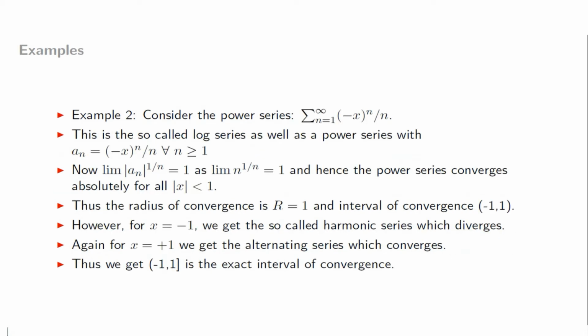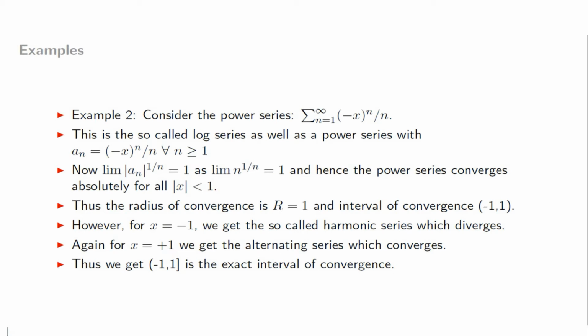So next, consider the power series with nth term (-1)^n x^n divided by n. In this case, a_n is nothing but (-1)^n divided by n. Now the limit of the absolute value of a_n to the power 1 by n is nothing but 1, as the limit of n to the power 1 by n can be seen to be 1, and hence the power series converges absolutely for all x such that the absolute value of x is less than 1. Thus the radius of convergence in this case is 1 and the interval of convergence is -1 to +1.